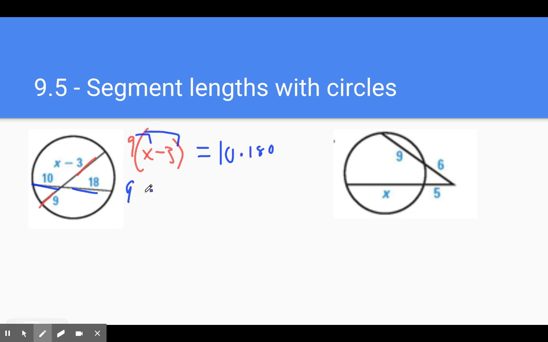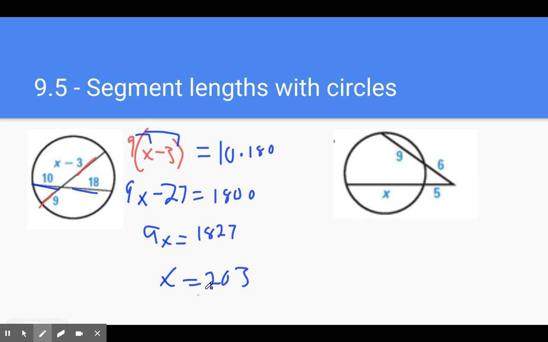All right, so we multiply across, distribute. 9 times x is 9x. 9 times negative 3 is negative 27. And 10 times 180 is 1,800. Right? So you add 27 to both sides, so you get 9x is equal to 1827. And then you divide by 9, 1827 divided by 9 comes out to 203. So x is equal to 203, which is pretty crazy to think about.